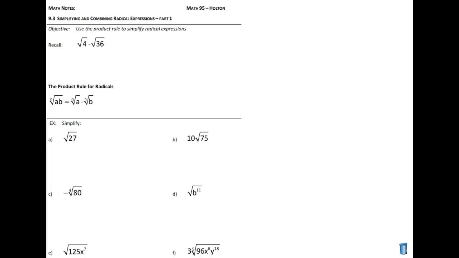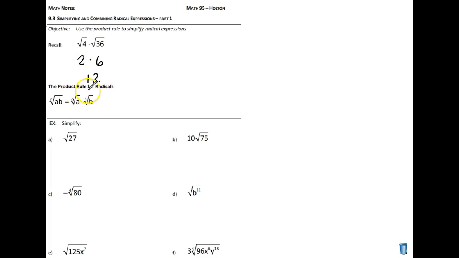In this video, we're going to talk about how to simplify and combine radical expressions. So think about if we were going to find the product of the square root of 4 times the square root of 36. Well, that's not too terrible when you think of the square root of 4 being 2 and the square root of 36 being 6, and 2 times 6 being 12.